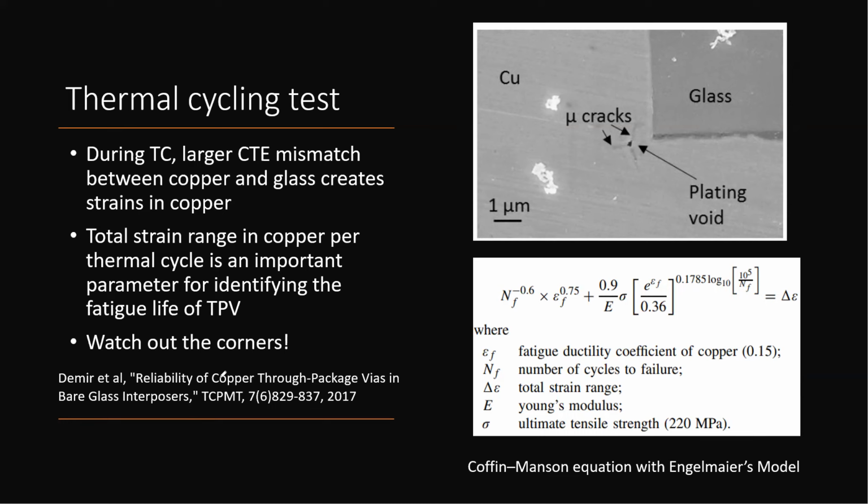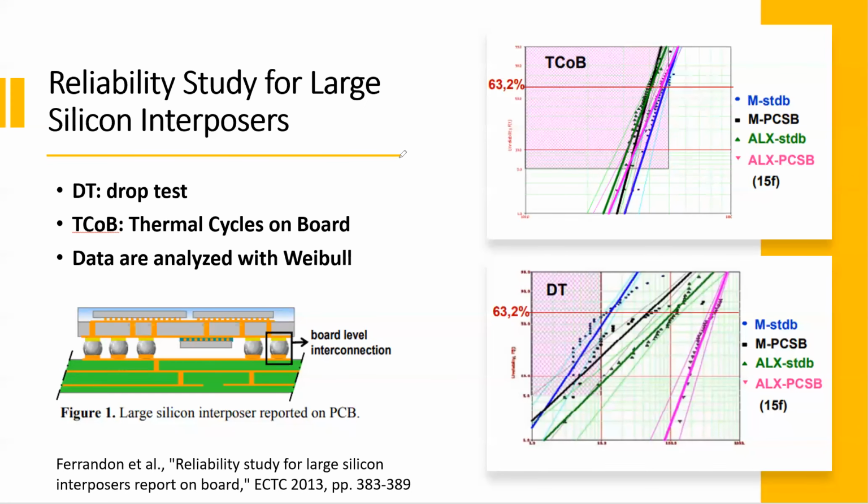It's pretty clear. And if you want to go a little bit deeper, this is another paper, a reliability study for large silicon interposers. They always present you with this picture. This picture is a Weibull analysis picture. They did a test and see which one failed first, which one failed second. They have a distribution.